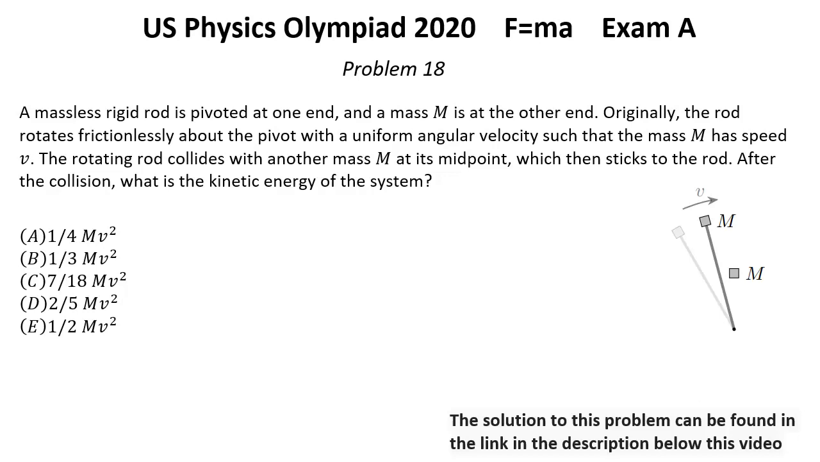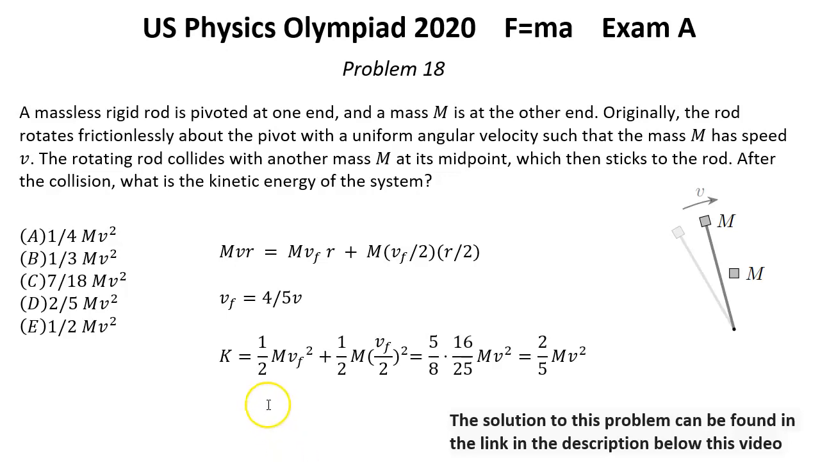Solution for problem number 18. Here we have angular momentum conservation. It means that initial angular momentum mvr must be equal to this expression. So from here we can find that v final for first mass equal 4 over 5 v. Now we can count what is the final kinetic energy of this system.